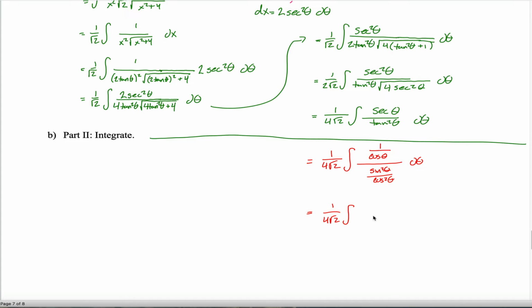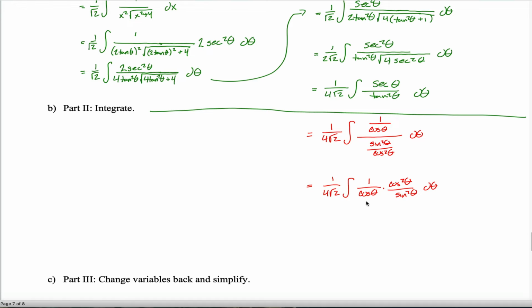So I divide the fractions by multiplying by the reciprocal of the denominator. In other words, I take this one and flip it upside down. So I've got 1 over cosine of theta, what used to be on the top, times, instead of divided by, this thing upside down, cosine squared theta divided by sine squared theta. Does that help any? Well, I can cancel out this cosine and one of these cosines. So I get 1 over 4 root 2 times the integral of cosine of theta divided by sine squared theta. Can you get it from here?